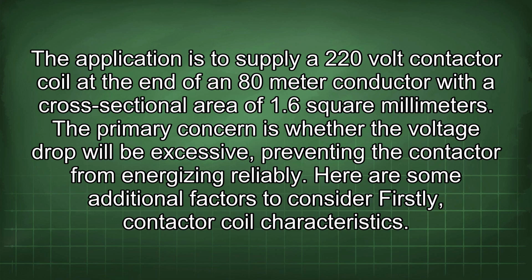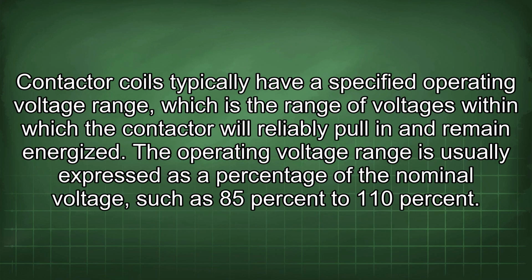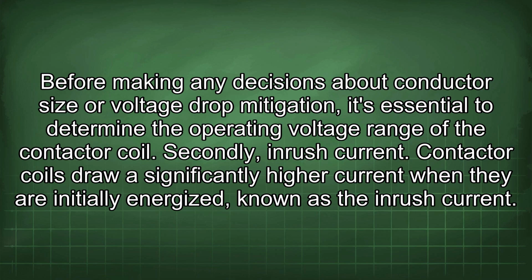Firstly, contactor coil characteristics. Contactor coils typically have a specified operating voltage range, which is the range of voltages within which the contactor will reliably pull in and remain energized. The operating voltage range is usually expressed as a percentage of the nominal voltage, such as 85% to 110%. Before making any decisions about conductor size or voltage drop mitigation, it's essential to determine the operating voltage range of the contactor coil.